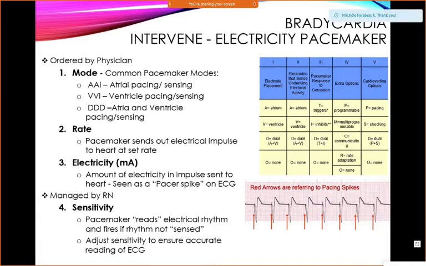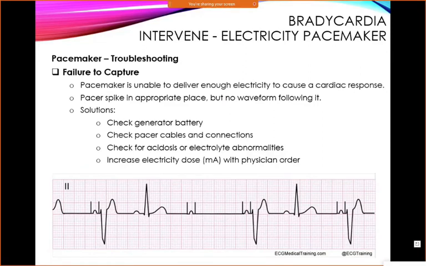So those things are set, and then what the nurse manages is whether the pacemaker is reading the rhythm right or not. First of all, we make sure that the heart is responding to the electricity that's sent out, and that's the sensing. And then we adjust the sensitivity of the pacemaker. We don't decide electricity amounts. We don't decide modes. We don't decide rates. Those are physician orders. We only manage the sensitivity of the pacemaker. So, like I said, don't spend a lot of time on the troubleshooting of the pacemaker.